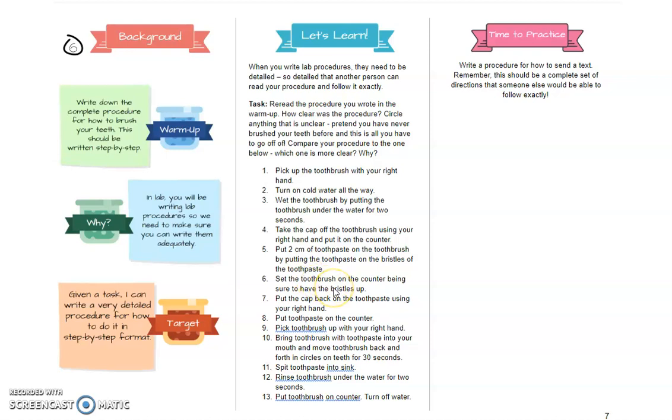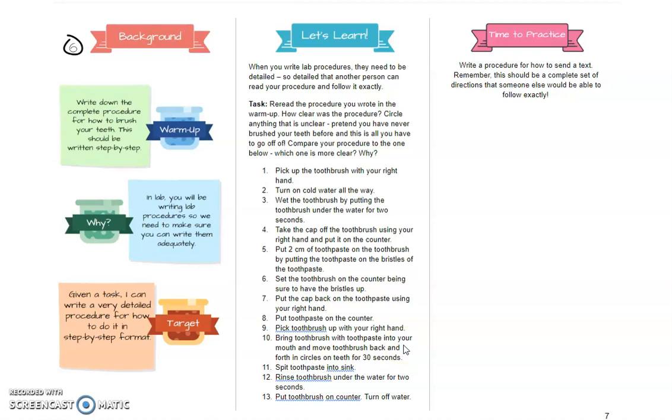Set the toothbrush on the counter, being sure to have the bristles up so that no one puts the bristles down, and then put your toothpaste there. The reason I had them set it on the counter is just to put the cap back on the toothpaste, to make sure we didn't forget about that. Then put your toothpaste on the counter. Take the toothbrush with your right hand. Bring the toothbrush with the toothpaste into your mouth and move the toothbrush back and forth in circles on teeth for 30 seconds. Spit your toothpaste into the sink.